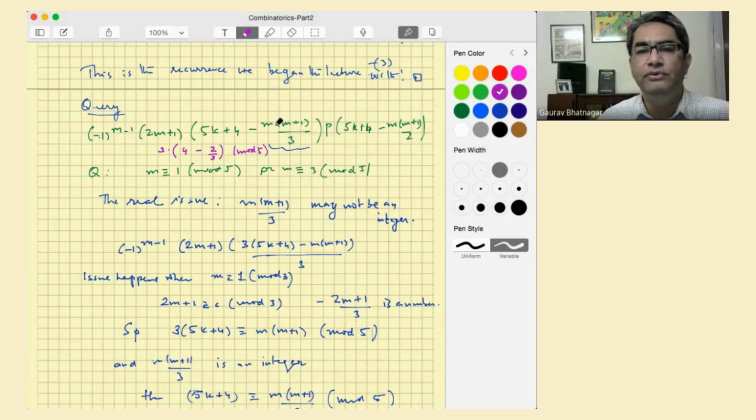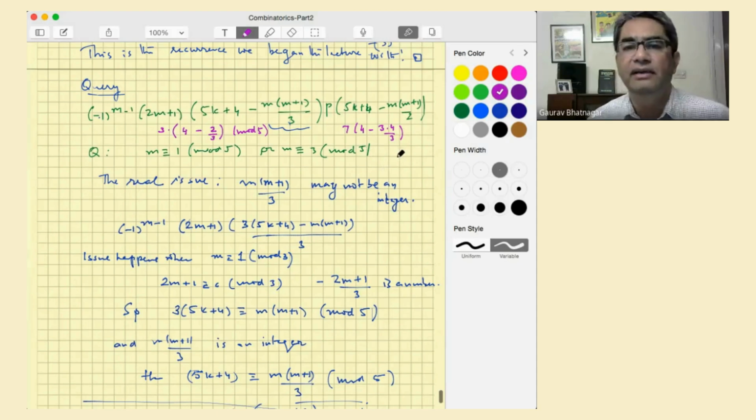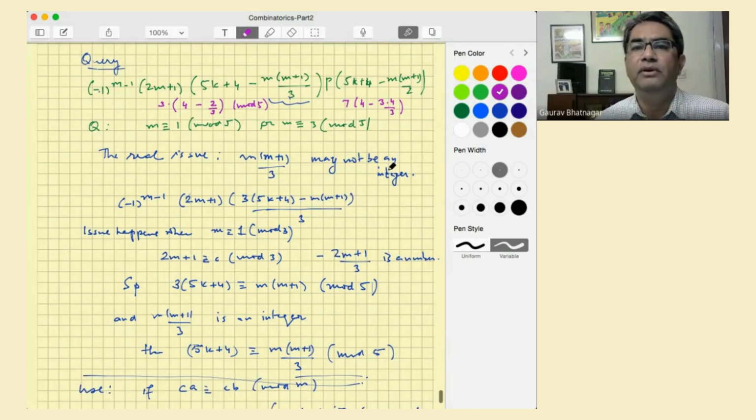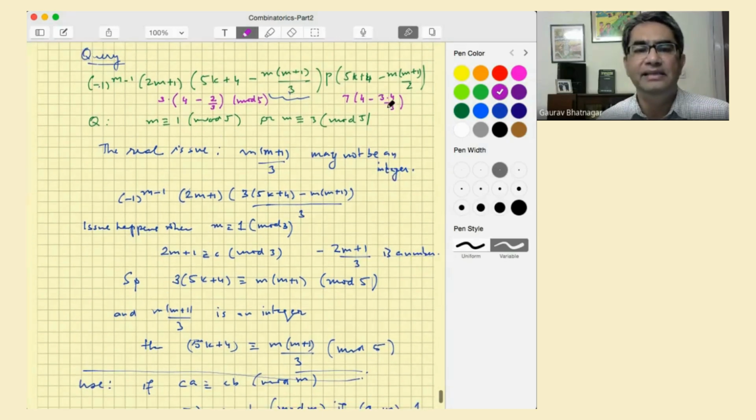And similarly, m congruent to 3 mod 5, there's no problem actually. If m is congruent to 3 mod 5, then again you look at this, 3 into 2, that's 6 into 7, and this is 4 minus 3 into 4 over 3. So now this gets cancelled and it's fine. So here there is no issue. Here there was this issue, but you got this 3 to multiply through to get whatever you wanted. And here this cancellation is due to this.